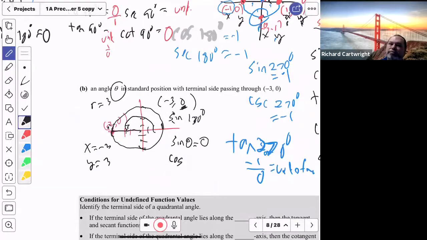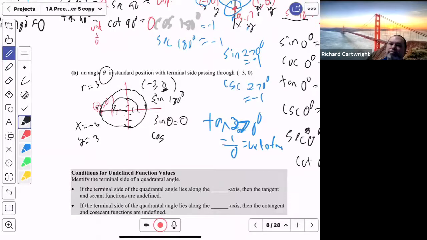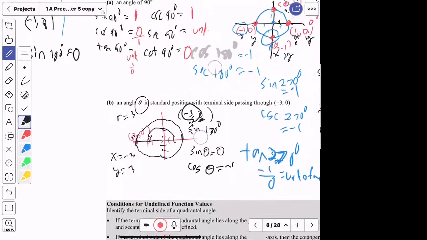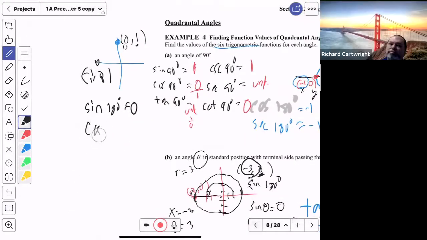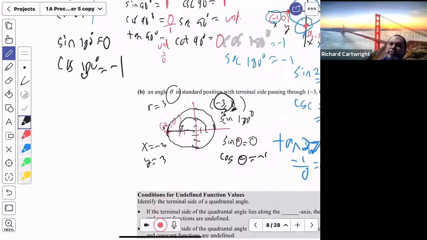Cosine of this theta. Am I at the right picture? Yes. Cosine of theta will be this number, of course, divided by the radius of 3. -1. And look over here. Isn't the cosine of that 180 still a -1? Do you get the hint that it didn't matter what the radius was?